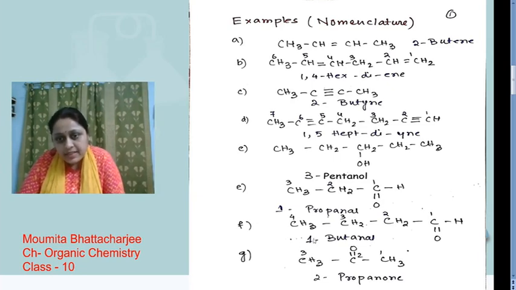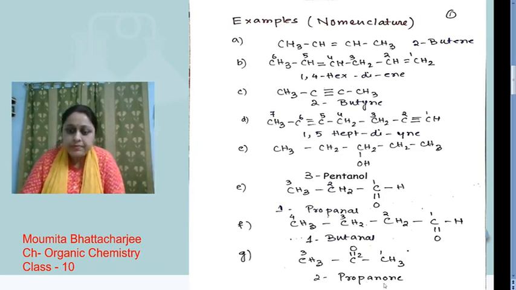Next one we have CH3CH2CH2C=OH. Here we will start counting from this carbon 1, 2, 3, 4, and the name will be 1-butanal. Next one we have CH3-C=O-CH3. Double bond O means keto group. For keto group we have to add one with the main chain, and the position of this keto group is 2, that's why 2-propanone.